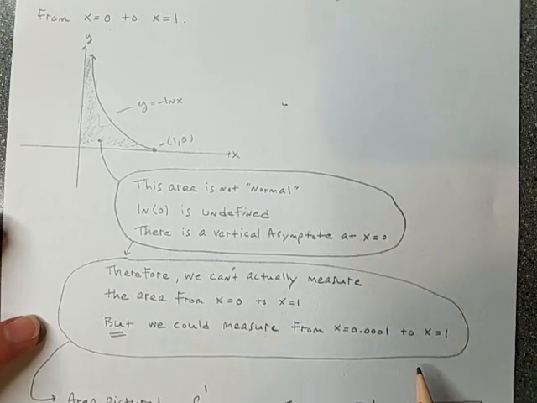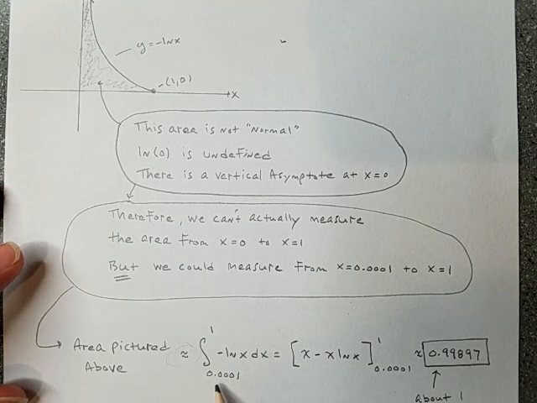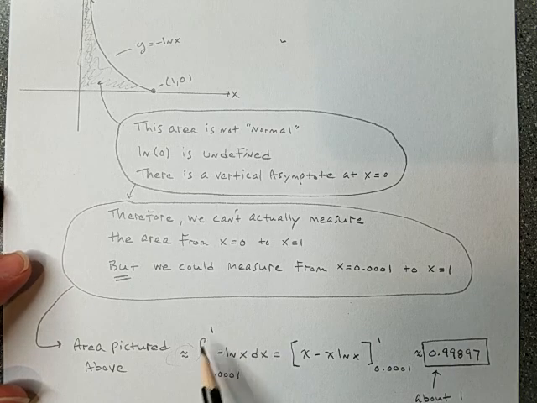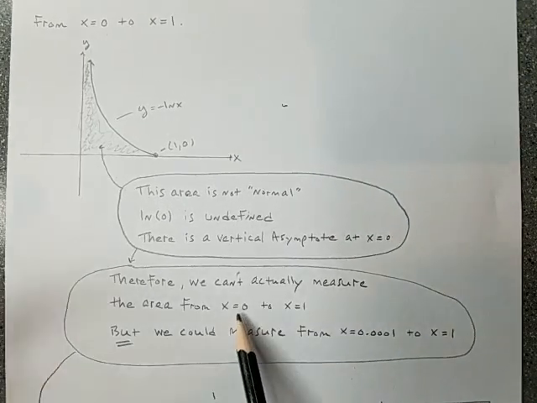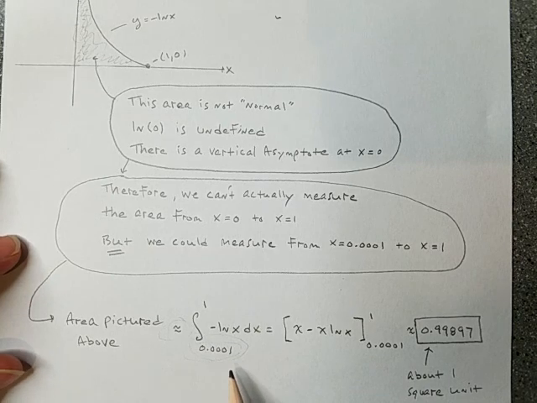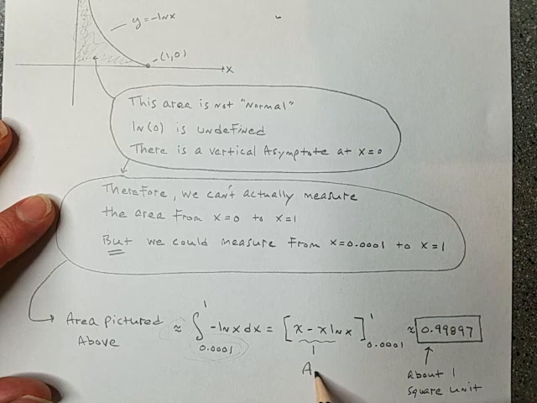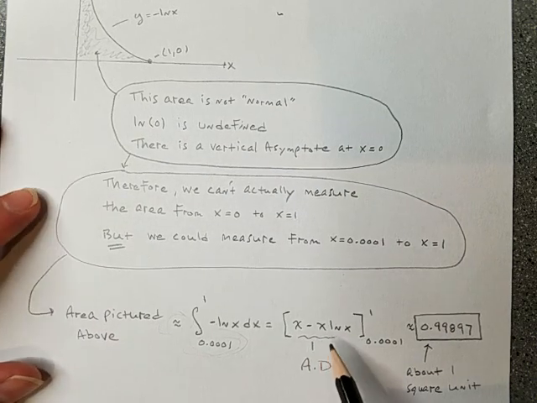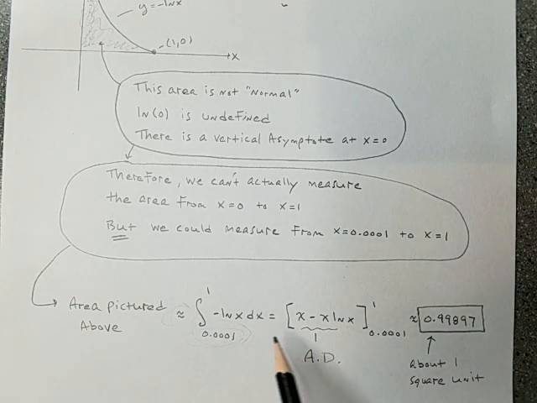All right, so let's try it. The area that is pictured above would be roughly equal to the definite integral from 0.0001 to 1. Why did I pick that number? Well, there's nothing at 0. You can't really use 0. All right, so we'll do that instead. And this right there, that's the antiderivative. And that's something that you find by integration by parts, but if you want to just look it up, fine. At this point, I'm not worried about figuring those out, all right?